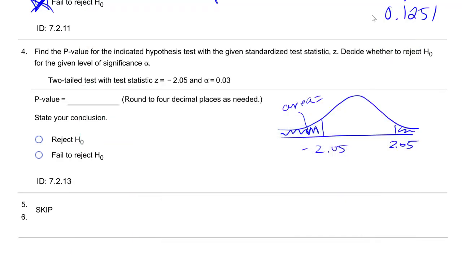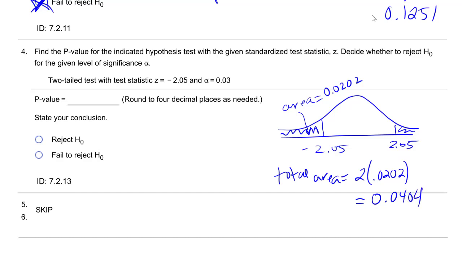I get 0.0202. Total area is 2 times 0.0202, or in other words, 0.0404. So that's my p-value. Compare my p-value, 0.0404, to 0.03. It is indeed greater than 0.03. My p is bigger than alpha. I fail to reject H0. Okay, skipping 5 and 6 there.